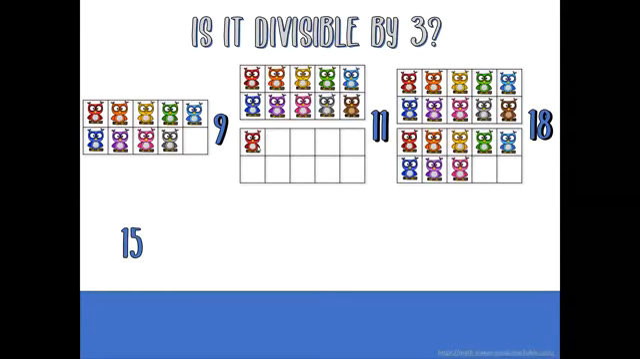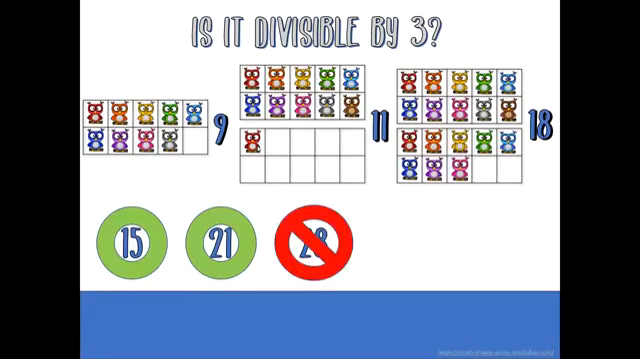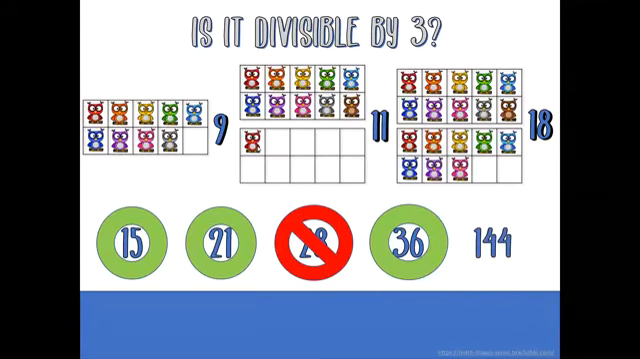Okay, 15 is divisible by 3. We can divide it by 5. 21 is divisible by 3. 28 is not divisible by 3. 36 is divisible by 3. And then we have a big number here that we don't know yet. We want to develop a pattern and then apply it and see if we're right.